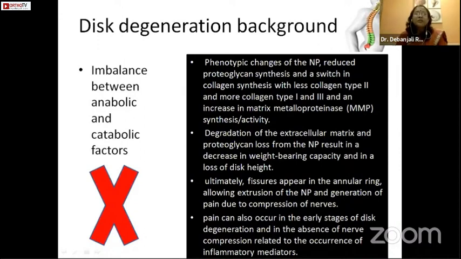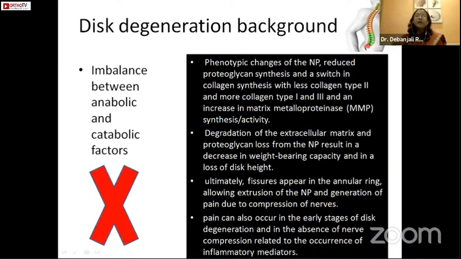Previously, it was said that there was an imbalance between catabolic and anabolic factors, which is obsolete nowadays. Nowadays it is said that there are changes in the nucleus pulposus that cause a decrease in the synthesis of type 2 collagen and more synthesis of type 1 and 3 collagen, also an increase in matrix metalloproteinase activity, ultimately degrading the extracellular matrix and proteoglycans. So the integrity of the nucleus pulposus is lost, fissures occur in the annulus ring, and the nucleus pulposus is extruded, generating pain due to compression of nerves.